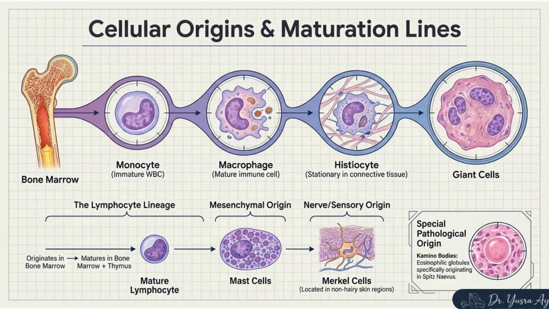Now let's understand where these cells actually come from. Monocytes circulate in blood. When they enter tissue, they mature into macrophages and histiocytes. Some histiocytes can fuse together to form giant cells. Lymphocytes originate from bone marrow and mature further in lymphoid organs. Merkel cells are especially abundant in non-hairy skin. Now an important exam favorite, Kamino bodies. These are eosinophilic globules seen in Spitz nevus.